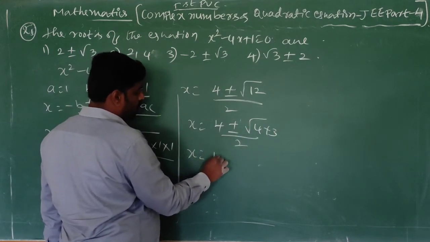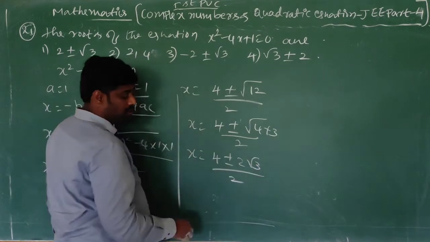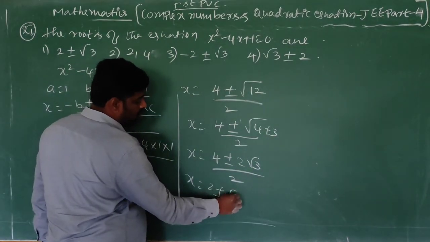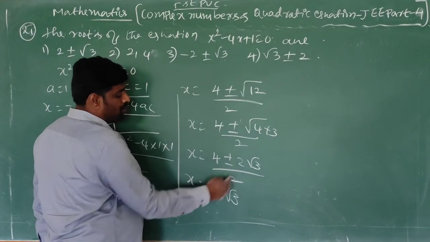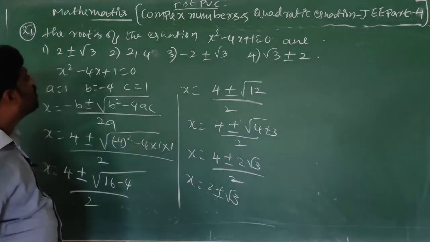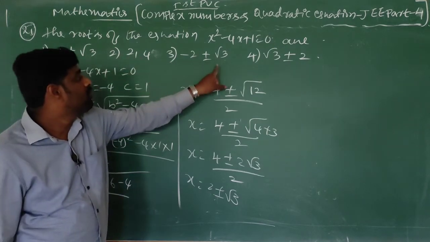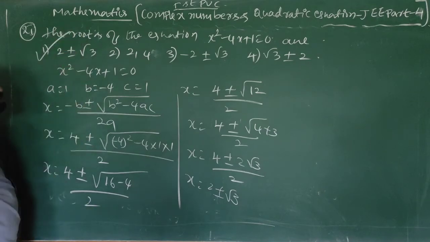x is equal to 4 plus or minus 2 root 3 divided by 2. x is equal to 2 plus or minus root 3, because 2 is common, 2 cancels. 2 plus or minus root 3. Which option? 2 plus or minus root 3. So it is 2 plus or minus root 3, that is the first option. Okay.